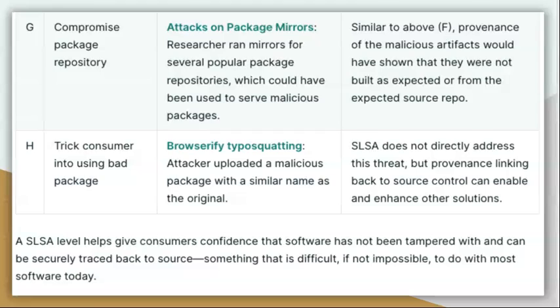Now, SLSA levels help the consumer build confidence that the software has not been tampered with. All of these cases are ones where the software was eventually tampered with in one way or another, whether through the source control, through the CI/CD, through the artifact, wrong build, or wrong code. There are multiple ways and multiple stages where the software can get compromised and tampered with, and this can be securely traced back to the source, something that is difficult if not impossible to do with most software today, right?